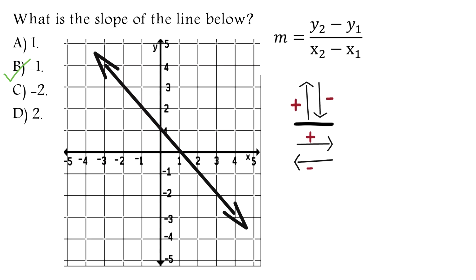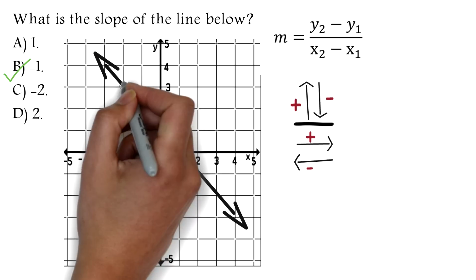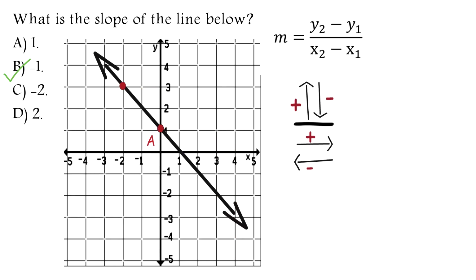Let's look at our question. Our first step will be to choose any 2 points on the line. I am choosing these 2 points. Let's call them A and B. You can choose any 2 points on the line. However, it is important to choose points that will make your work easier. Choose points whose x and y values can be easily determined. Normally, points at the corners are best.